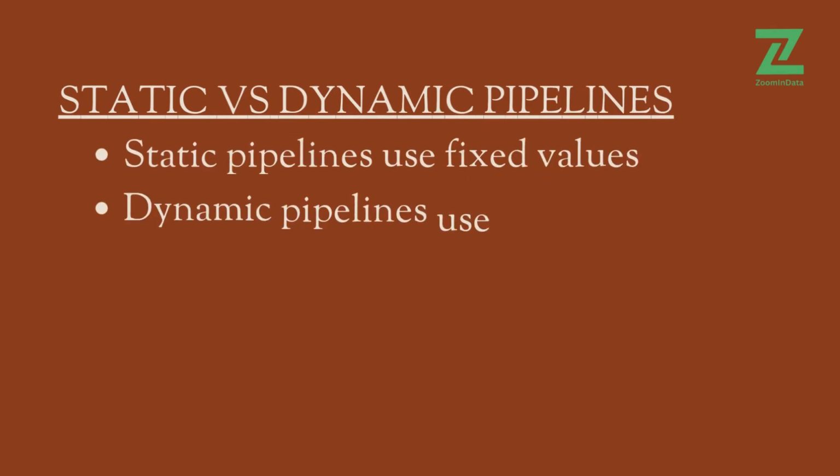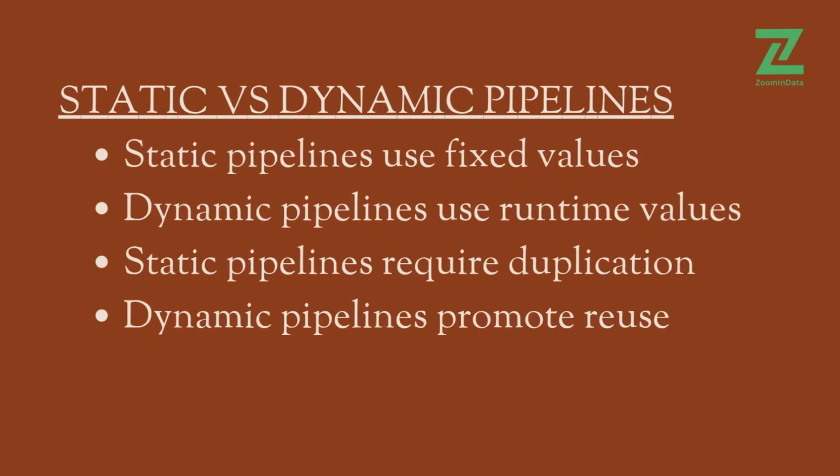Static pipelines use fixed values inside activities and datasets. Dynamic pipelines, on the other hand, use runtime values. Static design often requires duplication of pipelines. Dynamic pipelines promote reuse and reduce development effort significantly.